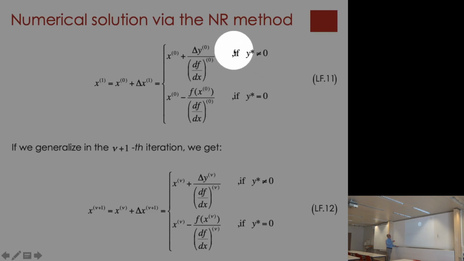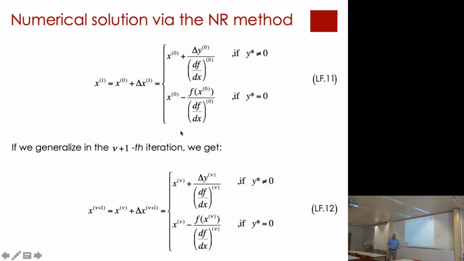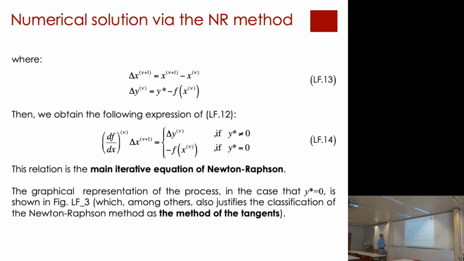If y star is different from 0, I write it this way. If y star is equal to 0, I write it this way. But that's just a trivial aspect. Now, can we interpret this from a graphical point of view?